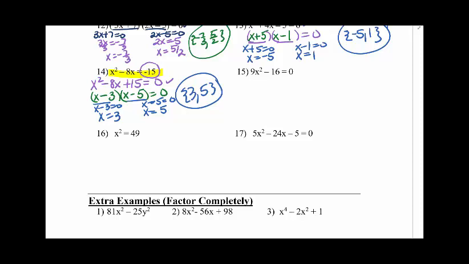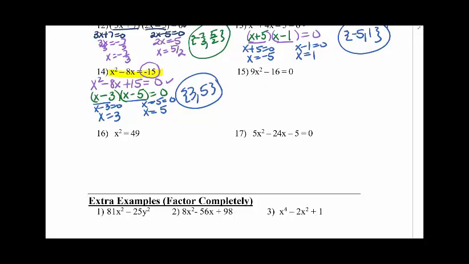So going to number 15, please pause it anytime you need to. First thing you should notice on 15 is that it is a binomial. Binomial means I'm going to factor by difference of squares. It's the only option we have in this class. It has to be equal to 0 first. So we're going to check.